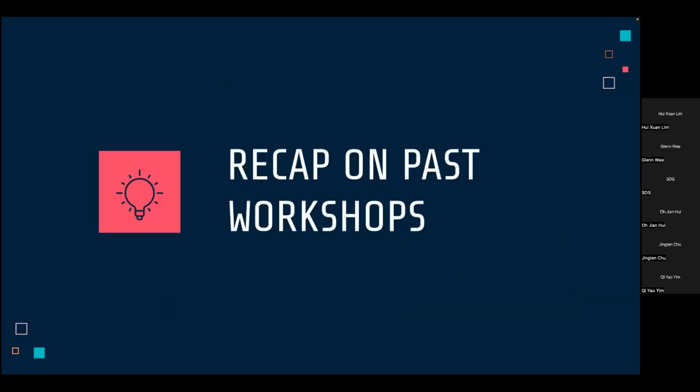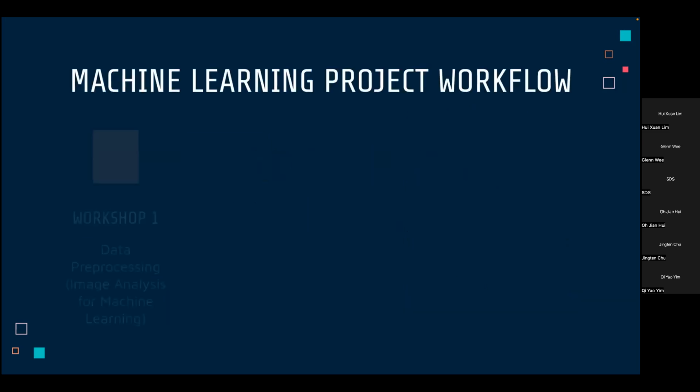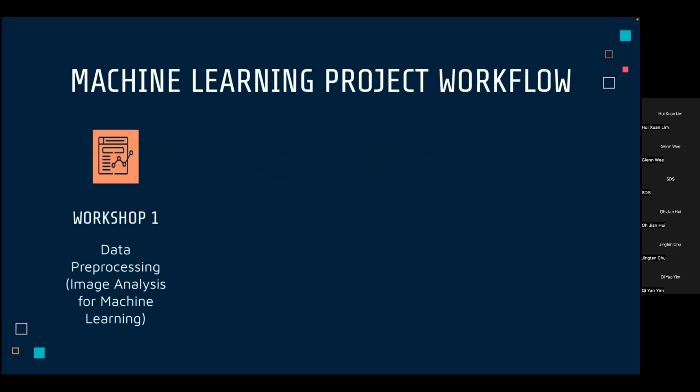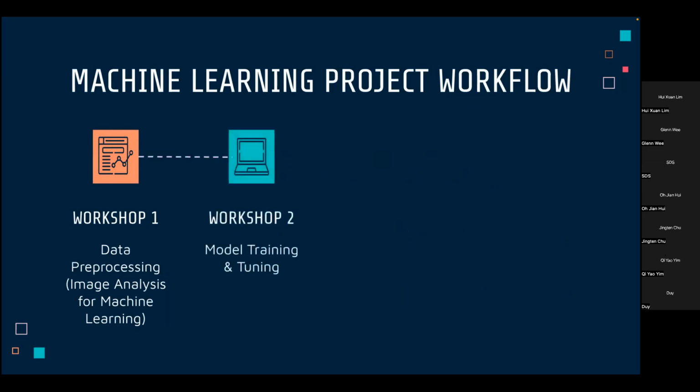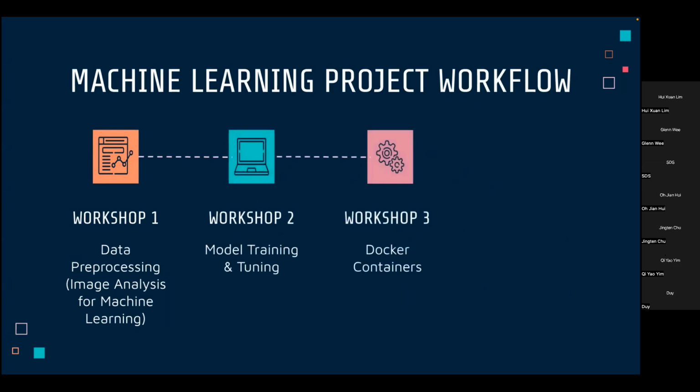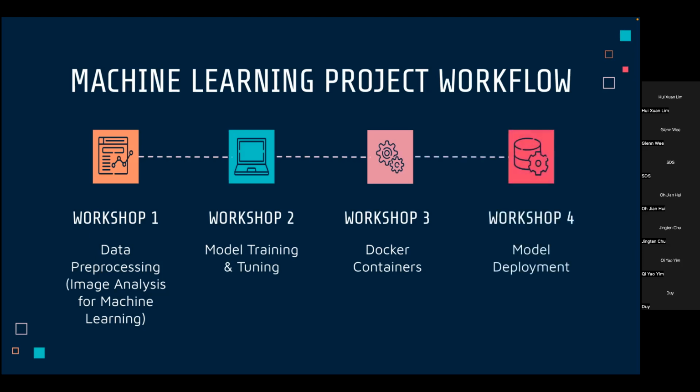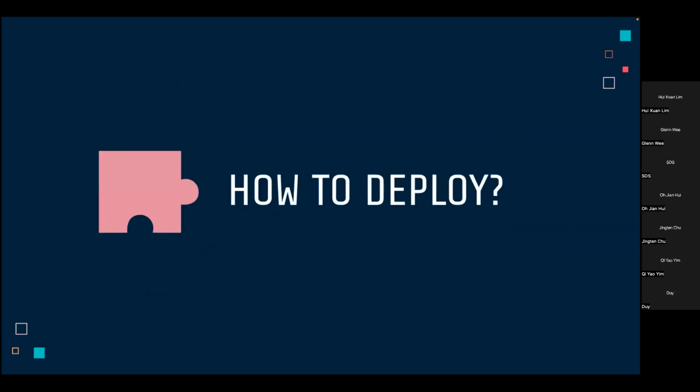Just a quick recap on the previous workshops if you were there. So far, we've gone through data pre-processing, then model training and tuning, then some lessons on Docker containers. Docker containers can help with deployment, but today we will not be using them. We'll go into more depth on why we're not using our own Docker containers later. And finally, we're going into model deployment today. Now let's get started on how we can actually deploy the model.